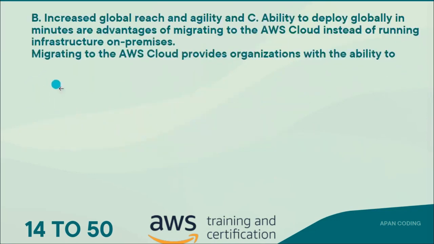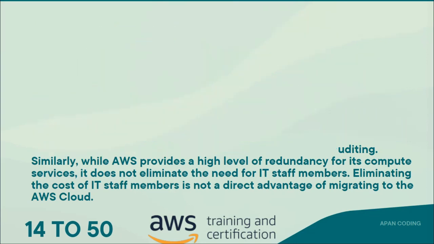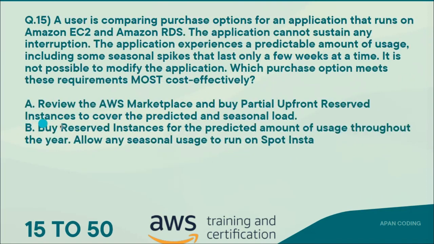Now the explanation is here. Increase the global reach and agility and ability to deploy globally in a minute are advantages of migrating to the AWS cloud instead of running infrastructure on premises. You can read, friends, migrating to the AWS cloud provides organizations with the ability to quickly and easily deploy infrastructure in regions around the world. This one is very important, friends. If you read it one time only, there is no need to read it again. Now move on to the next, because the video length should not be long, because I am taking only 5 questions here.